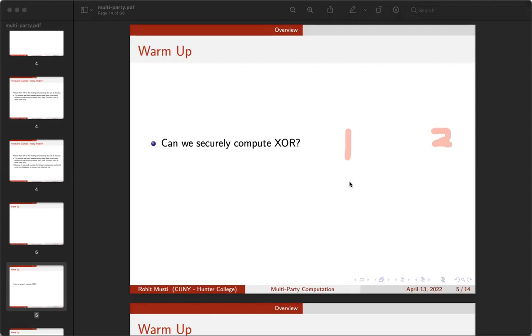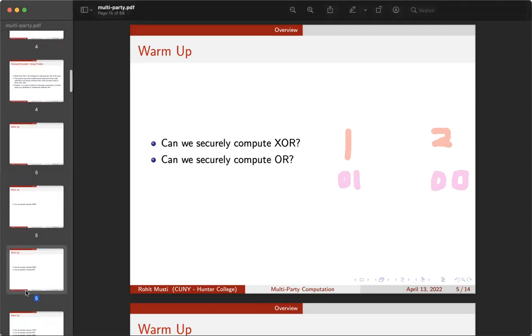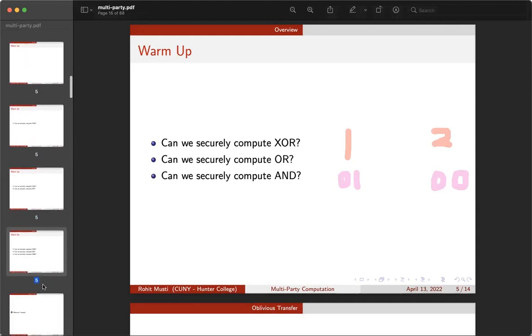Person 1 has a bit, and their bit is 0, 1. Person 2 has a bit, and their bit is 0, 0. They want to do multi-party computation. So they want to compute exclusive OR together, right? They want to do 0, 1 XOR 0, 0, but they don't want to reveal their data to the other person. Can we invent a protocol that allows them to securely compute this? And the 2 other questions are, can we securely compute OR, and can we securely compute AND?